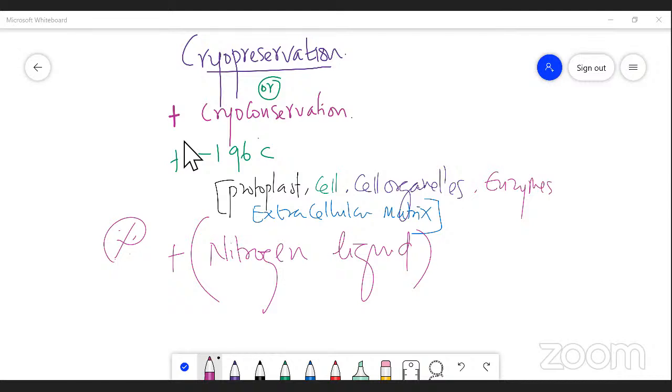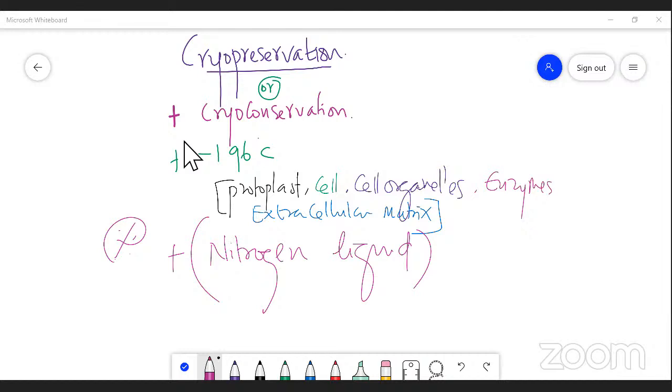Could you mention? Dear students, here we have discussed that liquid nitrogen is used for preservation of the following things: protoplast, cell organelle, enzyme, or extracellular matrix. Could you mention the chemical used in preservation? Then what is protected? What are protected? Students are valuable.